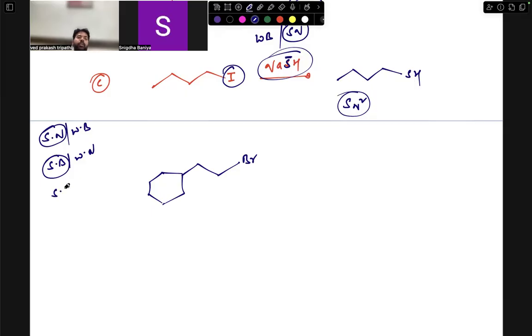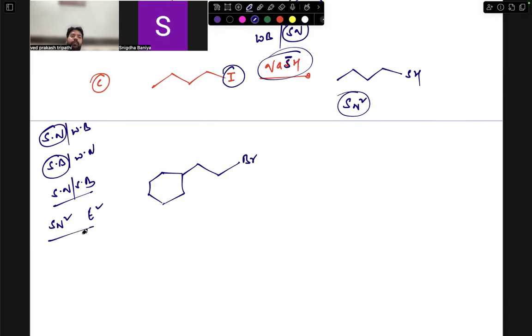But whenever you have a strong nucleophile and a strong base, then it depends on the nature of the alkyl halide. If it is primary, then substitution, SN2, and if it is branching, then elimination, E2.